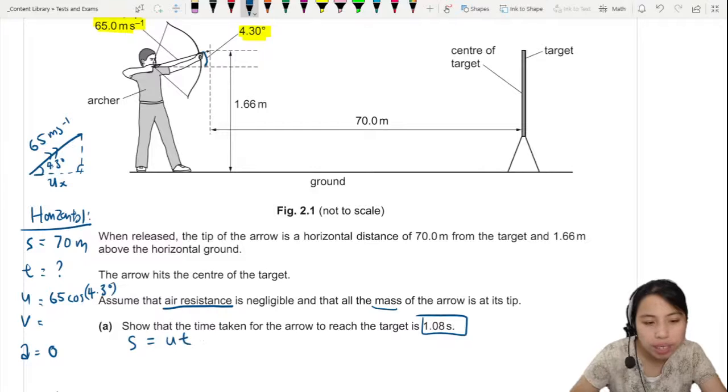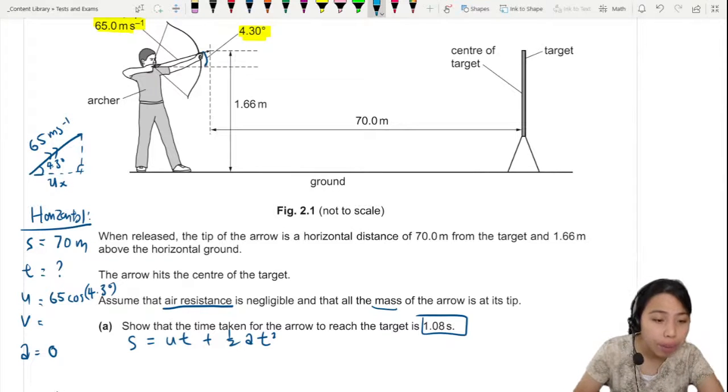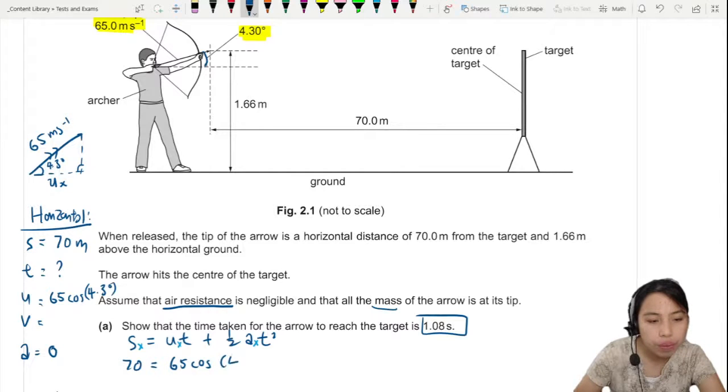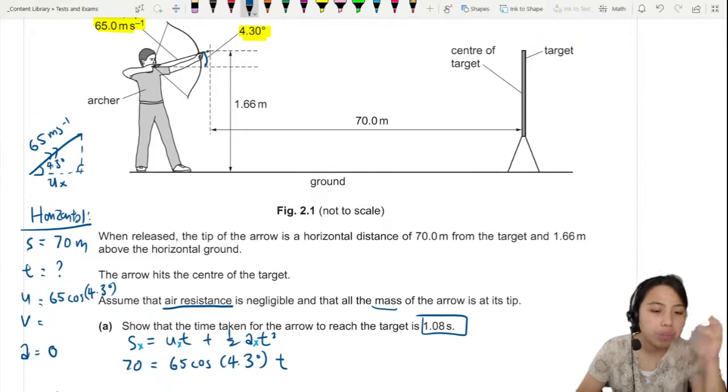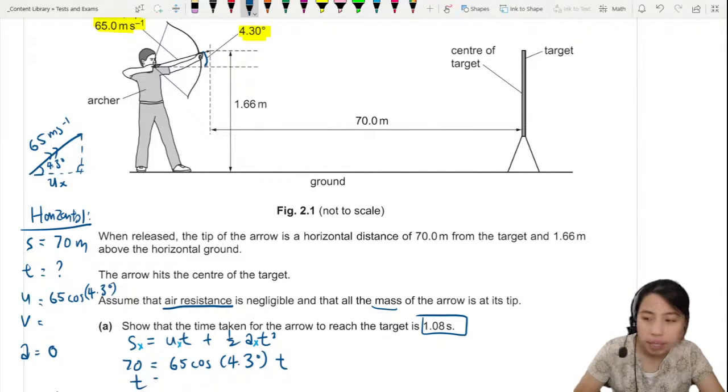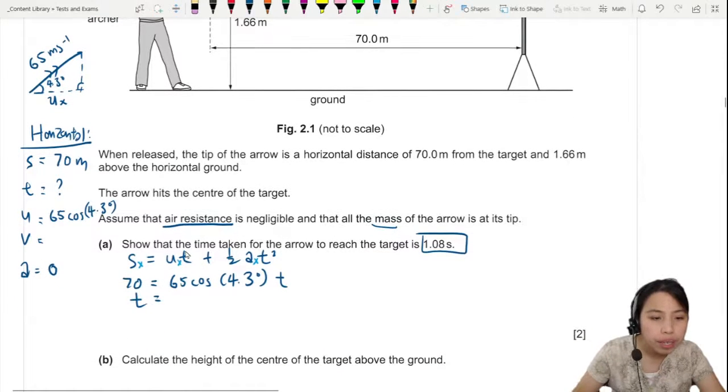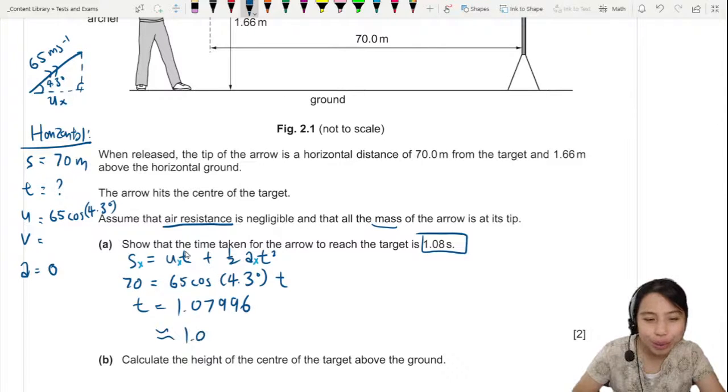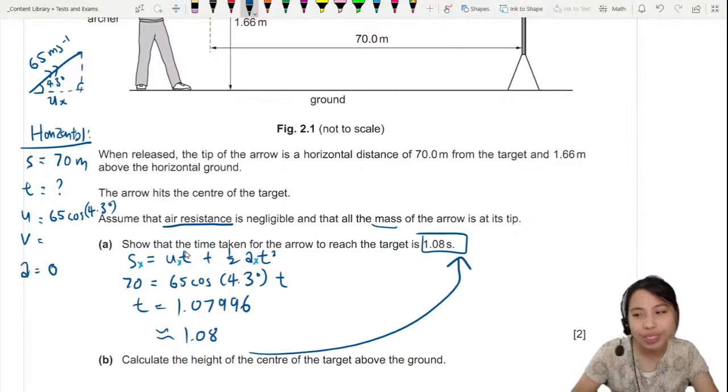s equals ut plus half at squared. But since it's horizontal, I might as well indicate this: s of x, u of x, acceleration of x. So we travel 70 meters at a speed of 65 cos 4.3 and time. Acceleration, we just plus zero, but you don't need to write it out. So just this is fine. Okay, so you should get a t. Ooh, it's getting very low down. Your t value, you should get 1.07996, or round off to 1.08, which is what we were trying to show over here.